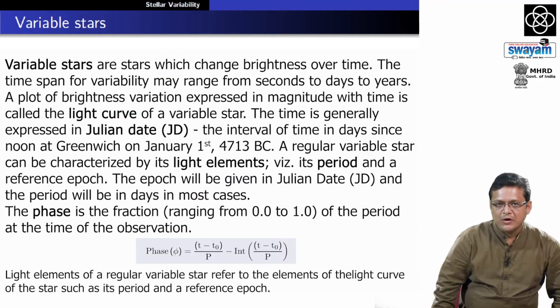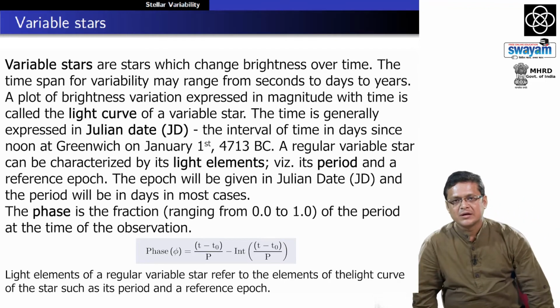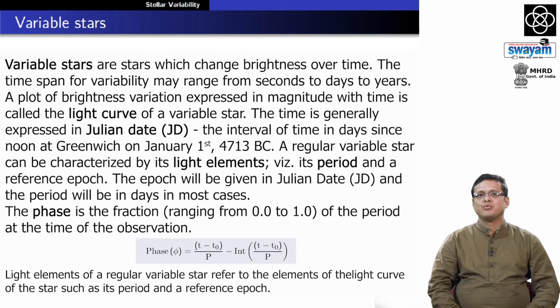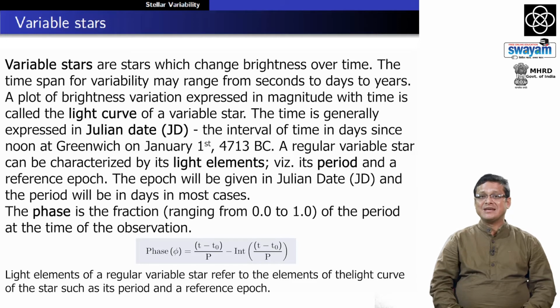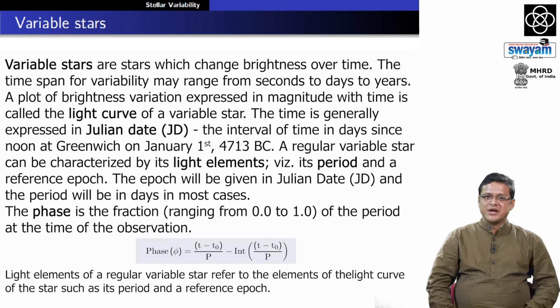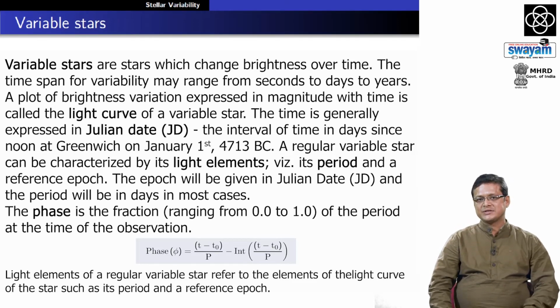So, first of all, let us learn what are variable stars. Variable stars are stars which change brightness over time periods ranging from a few seconds to several tens of days or even years. A plot of brightness variation expressed in magnitude with time is called the light curve of a variable star. The time is generally expressed in Julian date, which is the interval of time in days since noon at Greenwich on January 1st, 4713 BC.